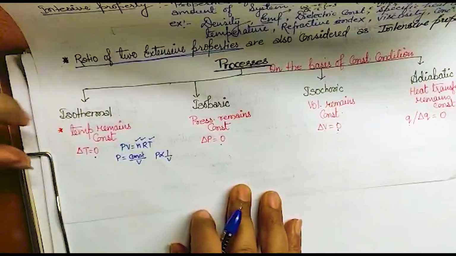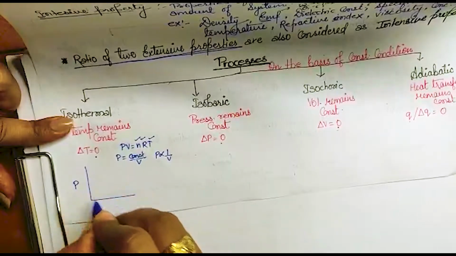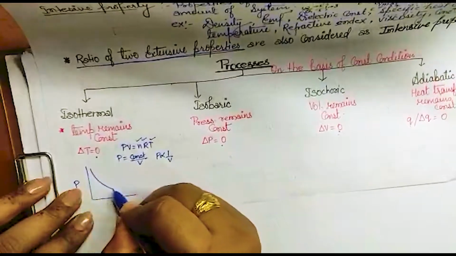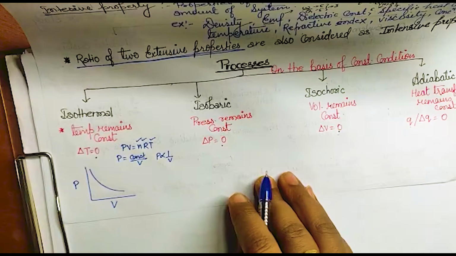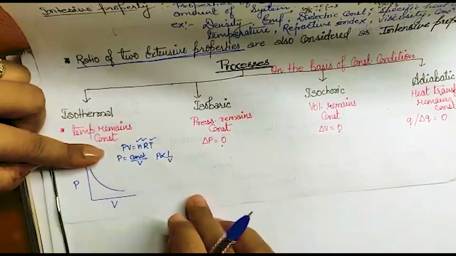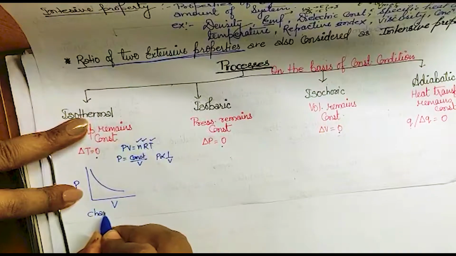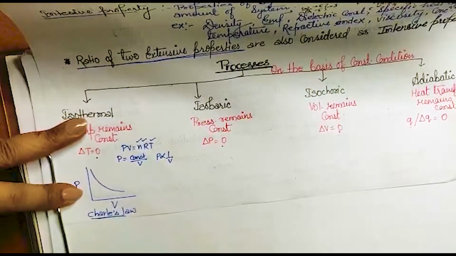So if we plot a graph for this between pressure and volume, we get a graph like this. Because it is inversely proportional, it always comes as a curve. So this will come like this. And this graph depicts Boyle's law, which is in states of matter.